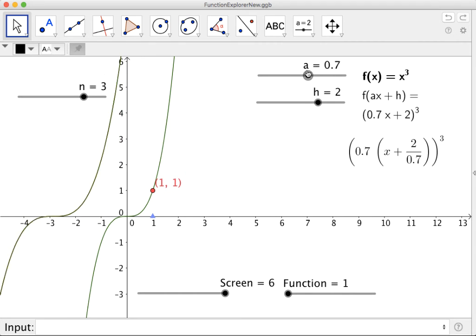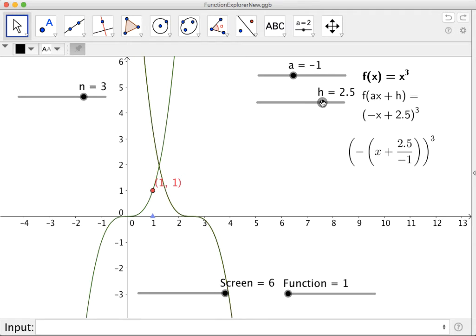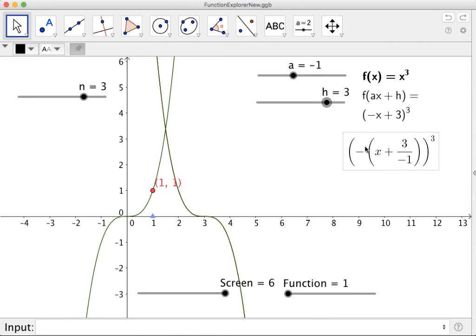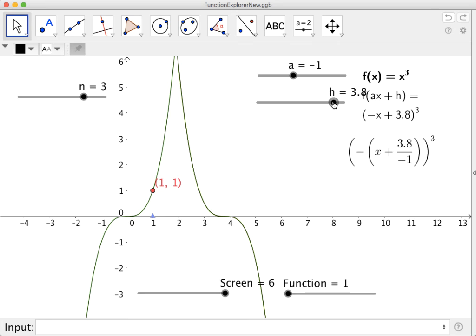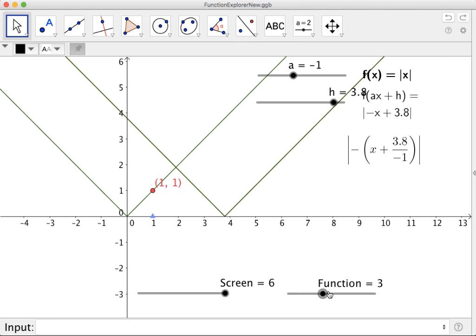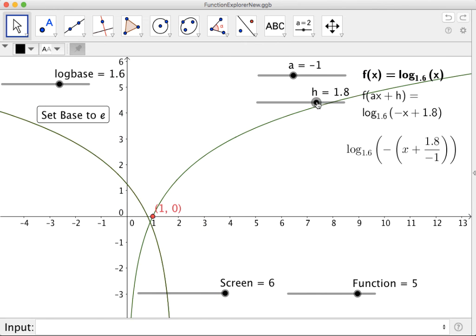Similarly, when a is negative, now even though when we were making h positive it was sliding our function to the left, when a is negative, this h value is sliding our function to the right. And again, it's because if we factor out the negative 1, then this value inside here, which is 3 over negative 1, is actually negative now. And so as we increase it, the function slides to the right, as was the case when a was positive. And again, this will work the same for all of our functions.